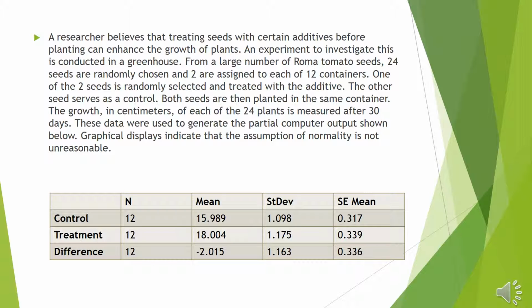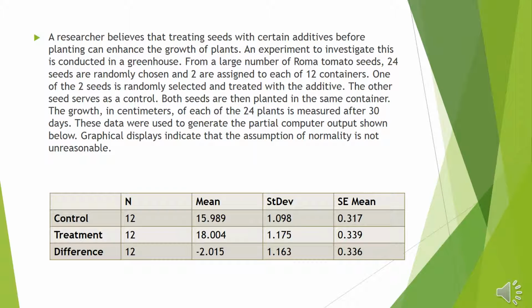An experiment to investigate this is conducted in a greenhouse. From a large number of Roma tomato seeds, 24 seeds are randomly chosen and 2 are assigned to each of 12 containers. One of the 2 seeds is randomly selected and treated with the additive. The other seed serves as a control.